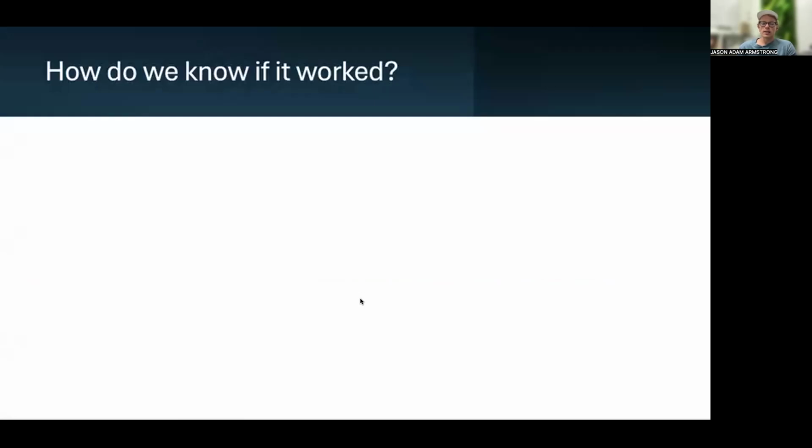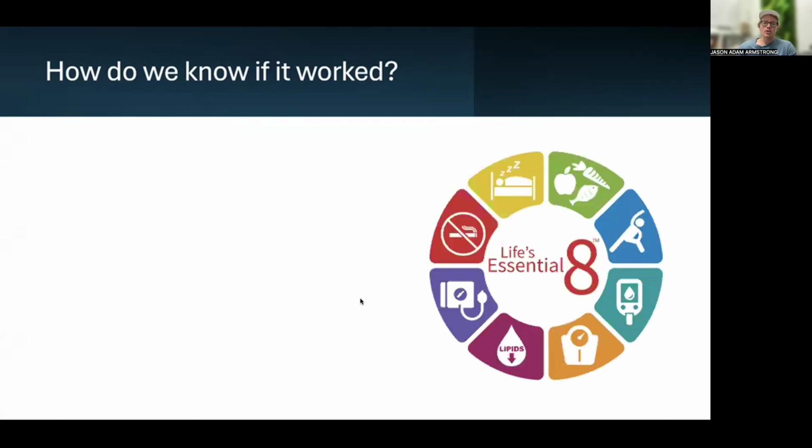So if we then develop an intervention that addresses aspects of health that we're interested in improving, how do we know if it worked? Some of the things that we might measure are Life's Essential 8.